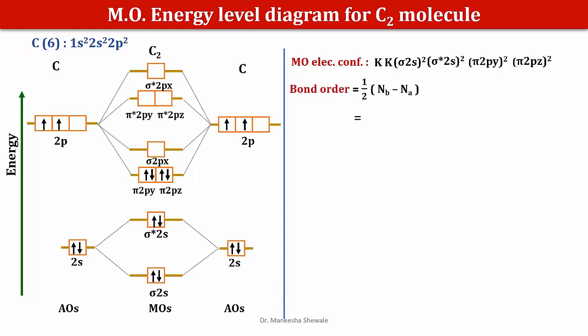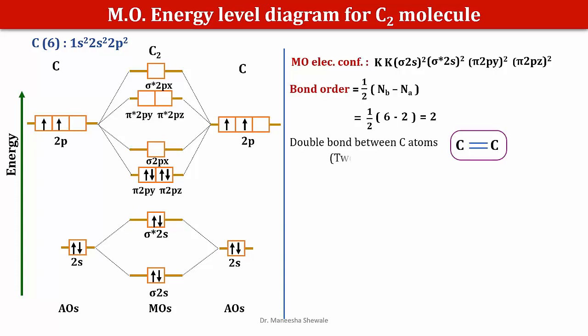Next we calculate the bond order. It is half into Nb, which is 6, minus Na, which is 2. So the bond order is 2. So this shows that there is a double bond between the two carbon atoms. And this is a combination of two pi bonds.